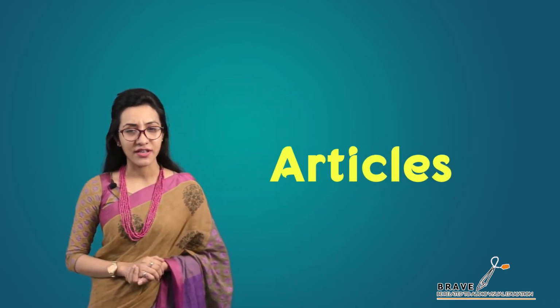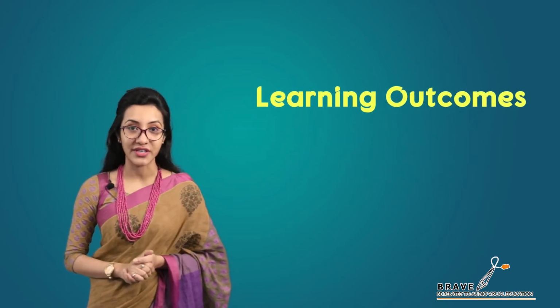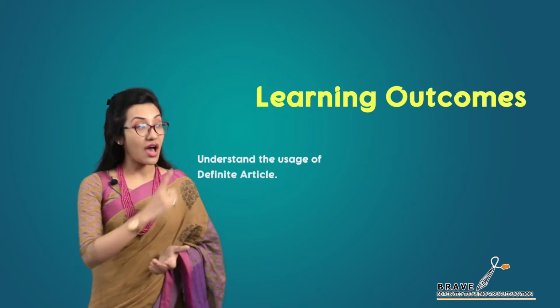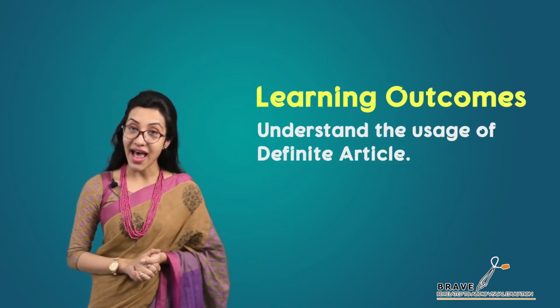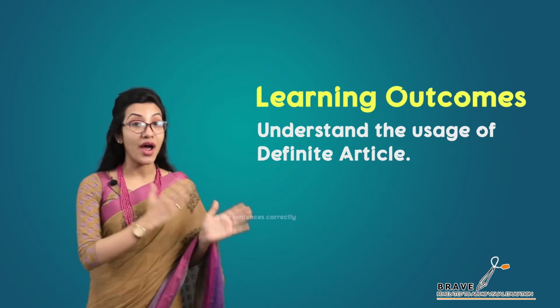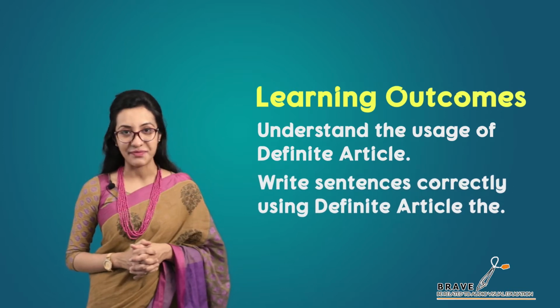So I'm sure you have guessed what's going to be the topic of today's class. Yes, you have guessed it right. The topic that we are going to learn today is articles. So what are the learning outcomes of today's class? After today's class, you'll be able to understand the uses of definite articles and you'll be able to write sentences correctly using the definite article the.